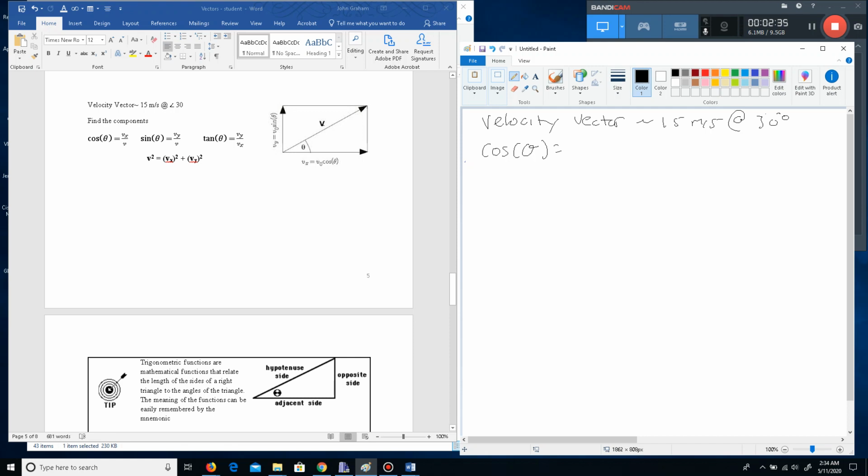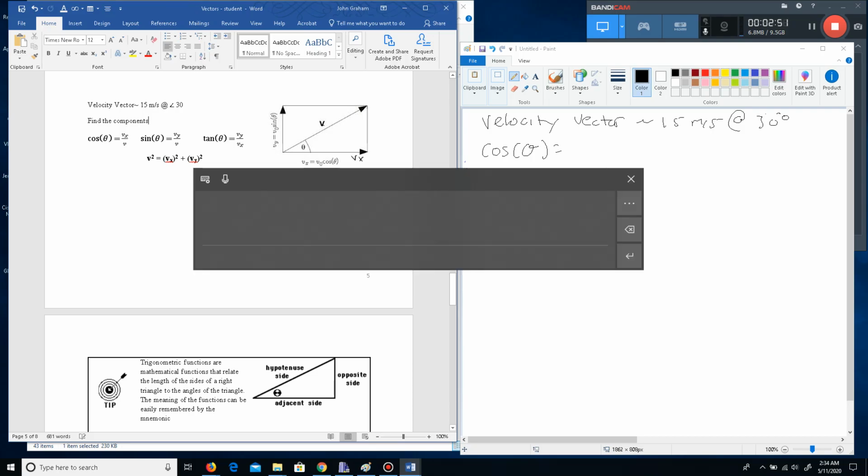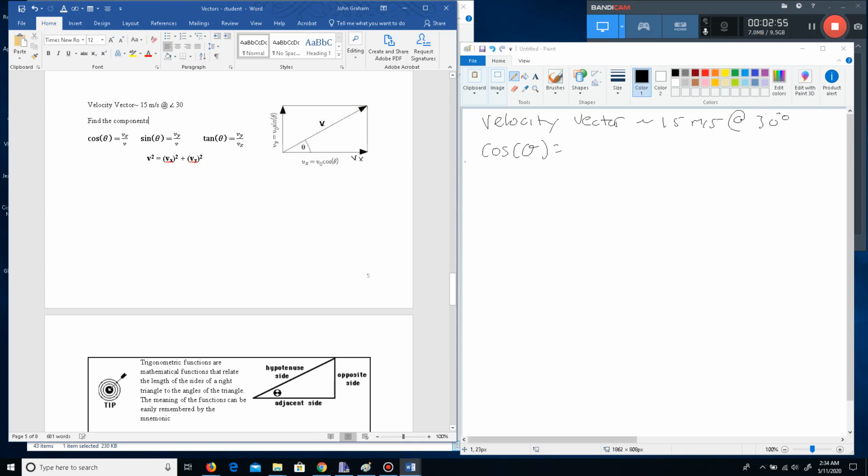Okay, so we'll now break things down into components. Cosine theta is going to be Vx over V. Why? Well, Vx is always going to be your X component. That's why we put a little X symbol there, so it tells us this is our X component. Vy is going to be your Y component. And V is going to be your resultant, or sometimes we call it VO. It depends on what vector we're looking at.